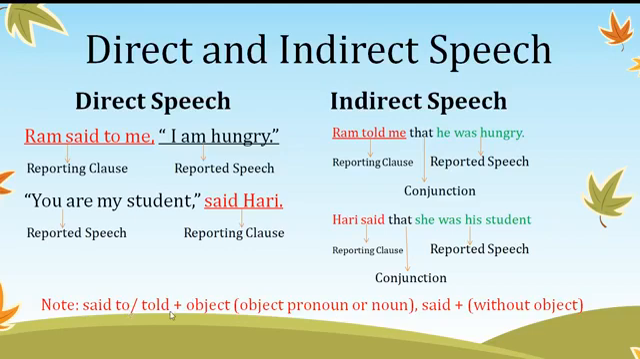Again I tell you, if there is "said to" and "told", then there must be the object. But if there is "said", then there won't be an object. There we cannot use an object. That is the example I am showing you with my mouse pointer. "Hari said that", because there is not the object. But if there is "told", then there must be the object "me". Yes, see, "said to", then there must be the object "me". That is the difference that I am telling you. I hope you understood, students, direct speech and indirect speech.